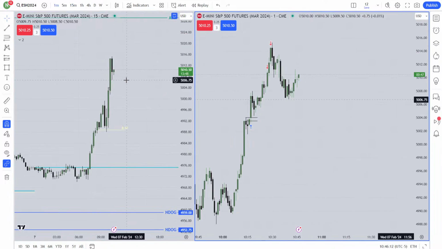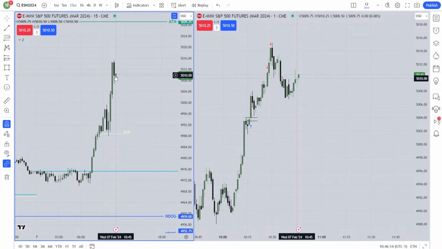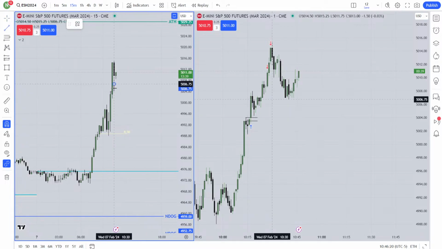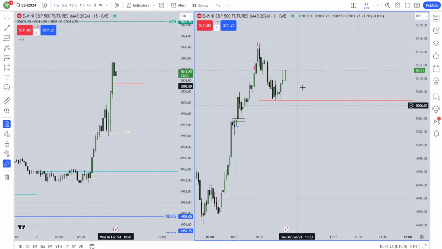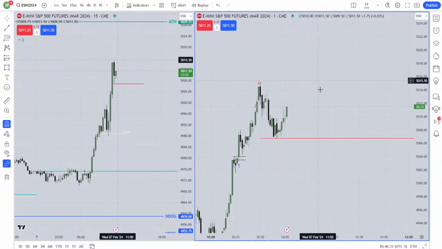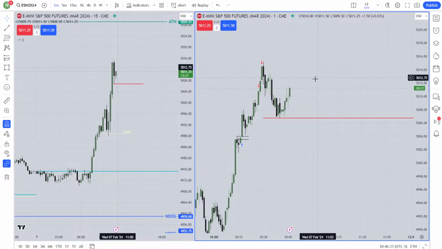Okay, now I would love to see the market tap this fair value gap from the 15-minute chart. So I'm going to mark the low of this fair value gap here. This is the low of this fair value gap from the 15-minute chart. I would love to see the market tap this fair value gap first before expanding higher. That's all I want to see now.